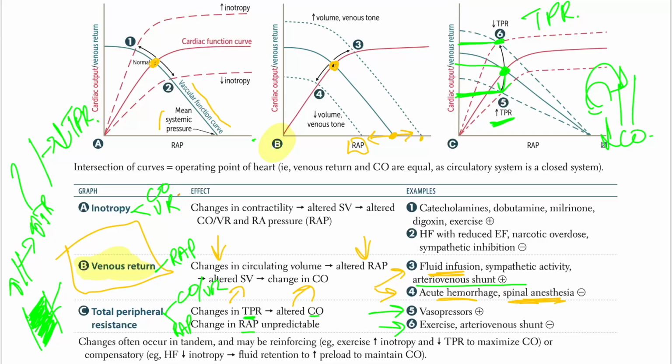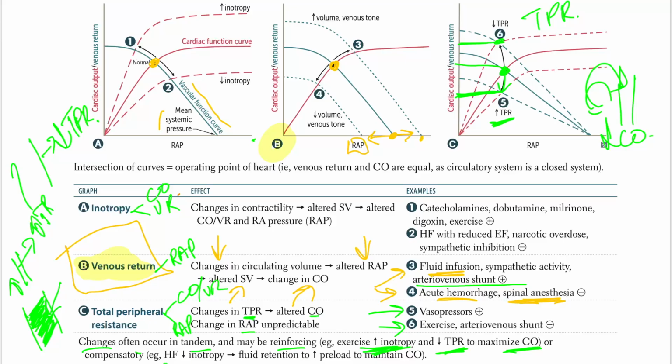Okay, AV shunt, and I think they have mentioned it at the bottom, and we'll see how that is working. So change often occurs in tandem, maybe reinforcing. Example, exercise would increase inotropy and decrease TPR to maintain cardiac output, or compensatory heart failure decreases inotropy, causes fluid retention, increases preload, and maintains cardiac output. So yeah, that's what we have.